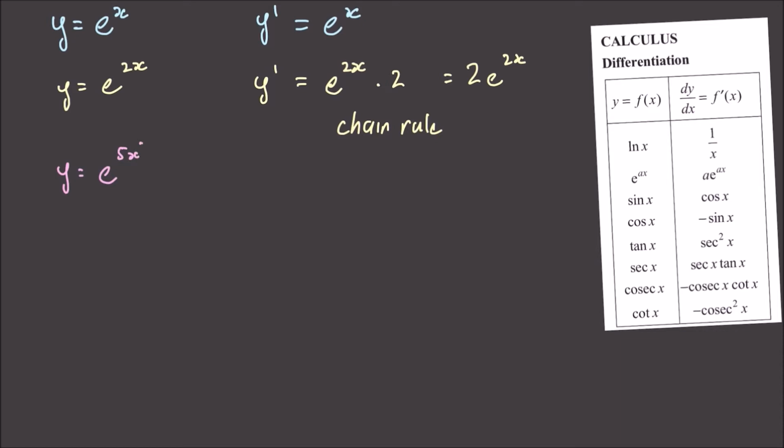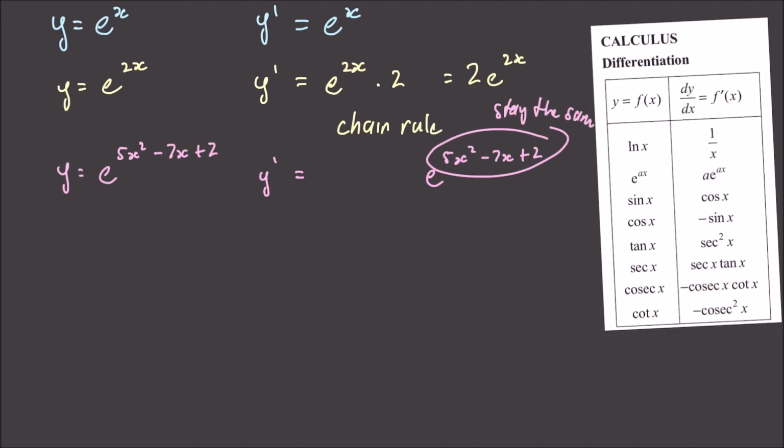Once again, a slightly trickier example. But the good thing about e is that it differentiates to itself. So here it is again. But we have to multiply. Even though this bit stays the same, we have to multiply by the derivative of it, which is 10x minus 7.